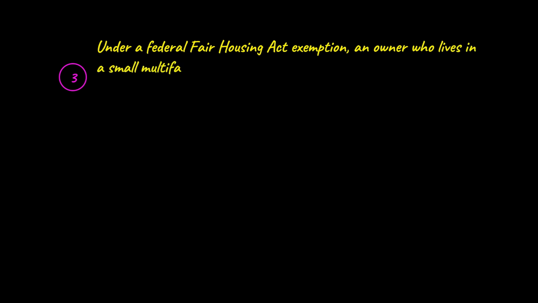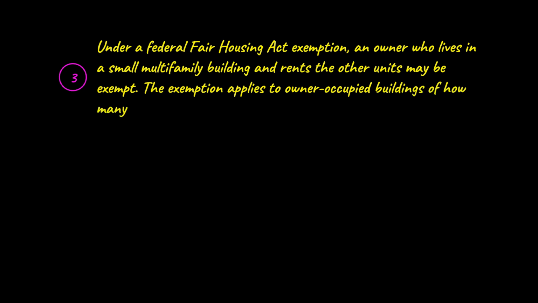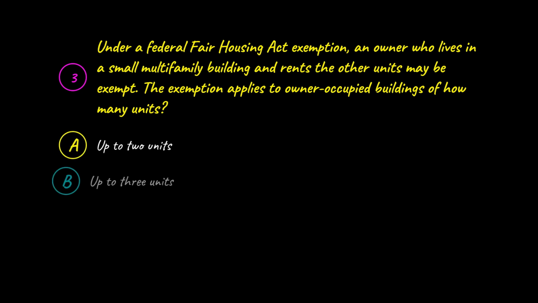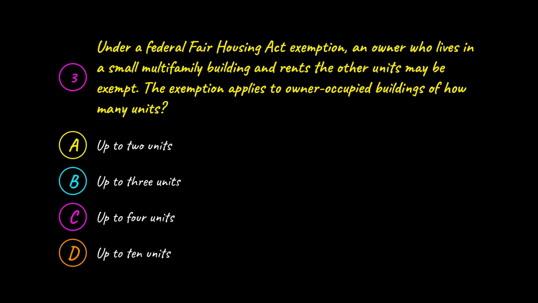Question 3. Under a Federal Fair Housing Act exemption, an owner who lives in a small multi-family building and rents the other units may be exempt. The exemption applies to owner-occupied buildings of how many units? Your options are A. Up to 2 units, B. Up to 3 units, C. Up to 4 units, D. Up to 10 units. Before I reveal it, which one do you think is right?